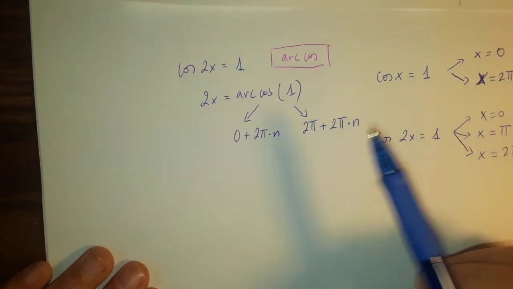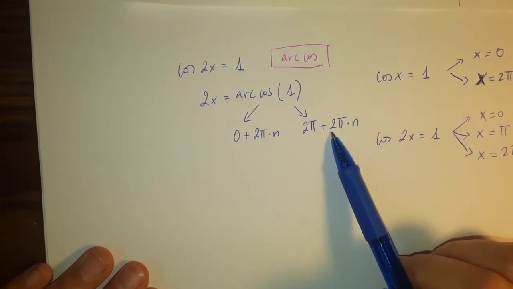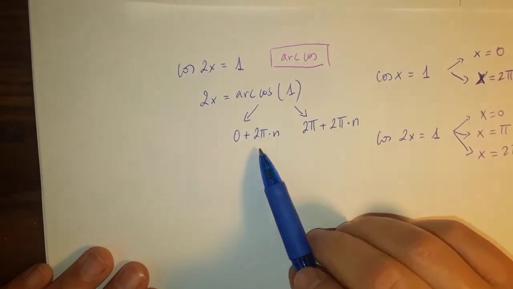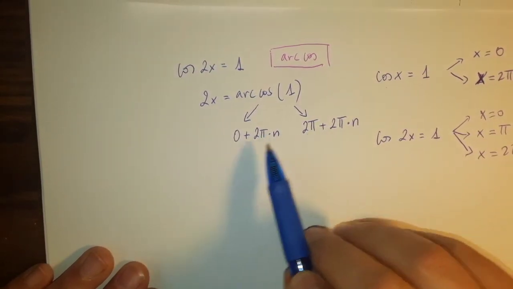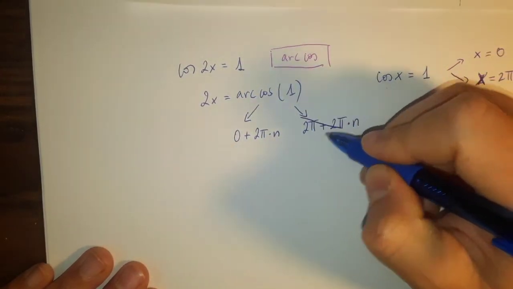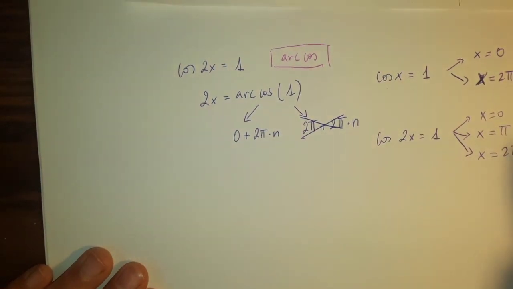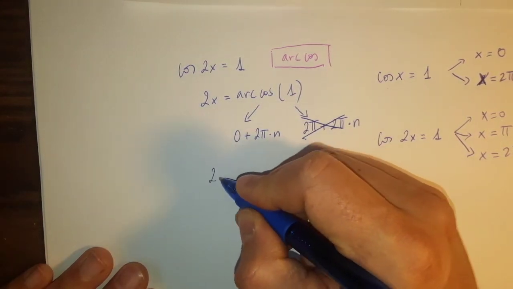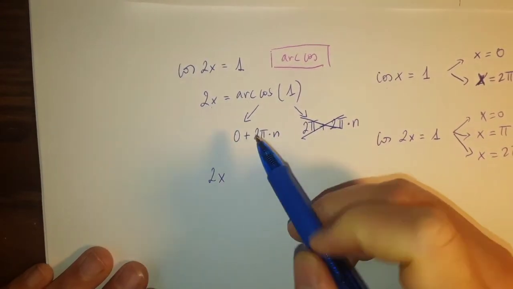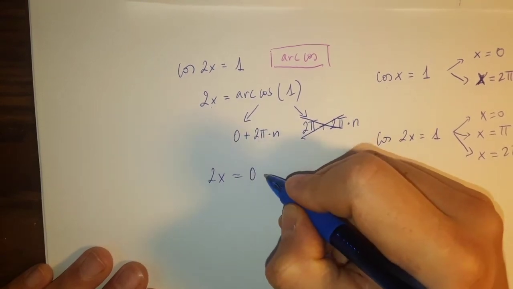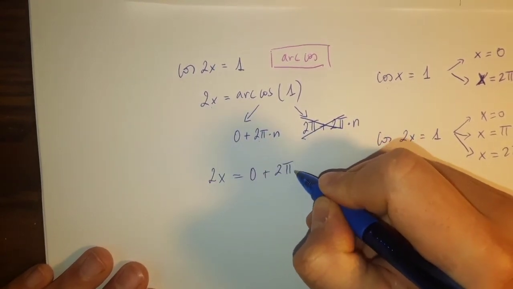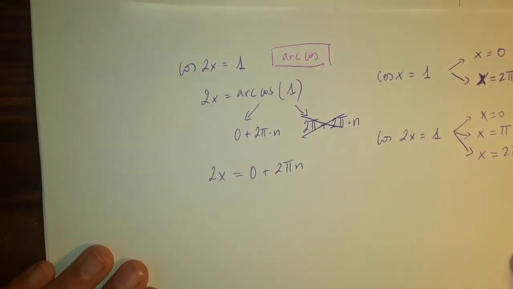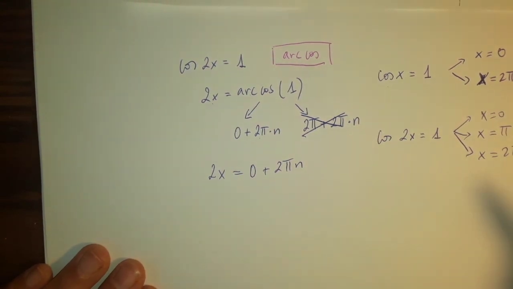Well, actually, we don't have to put two of them because with one it's enough, right? As these are 0 and 2 pi, there is a difference of 2 pi, so we don't need to write this one. With this one, it's enough, right? So now I have 2x equals 0 plus 2 pi n. Okay? Now, how am I going to solve this?